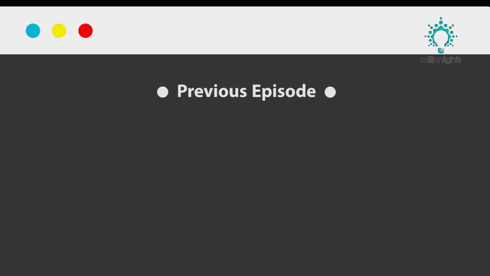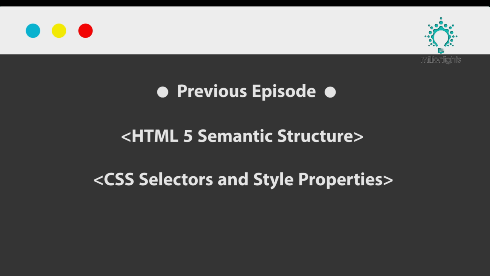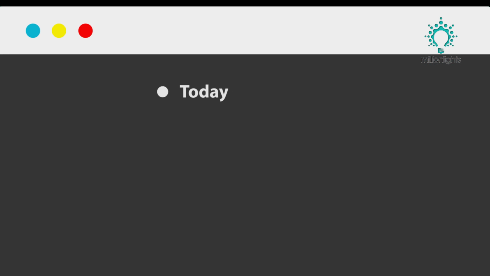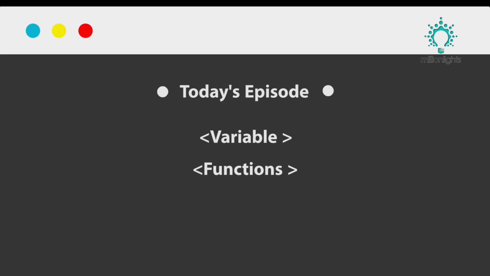In the previous episodes, we have covered HTML5 semantic structures, CSS selectors and style properties, and advanced layout and animation. In this episode, we will cover Module 4, in which we will learn variable functions, function scopes, and arrays. Now let's move towards the course.